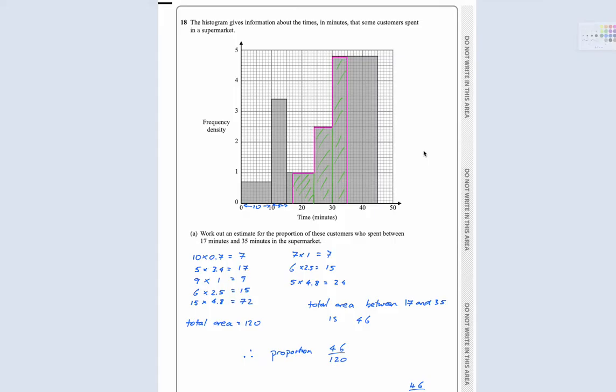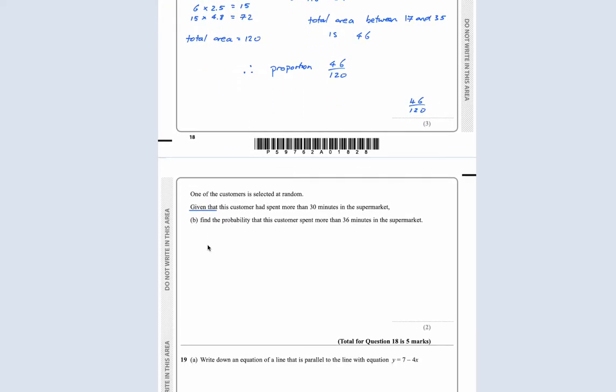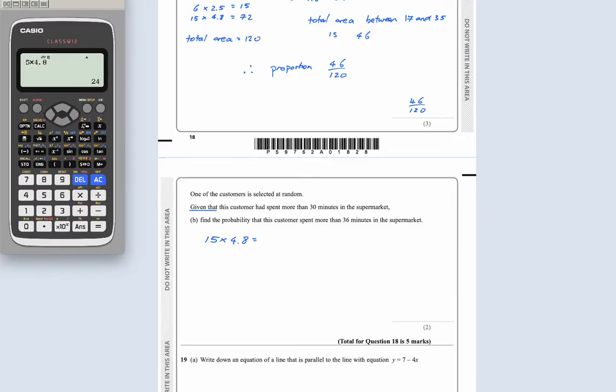Now I just need to look at this area, the area between 30 and 45. So what is this area? Well, my length is 15 and my height is 4.8. So I'm going to do 15 times 4.8, which is equal to 72.